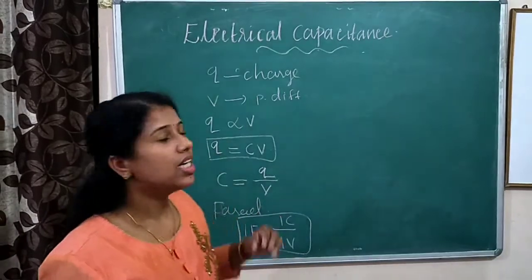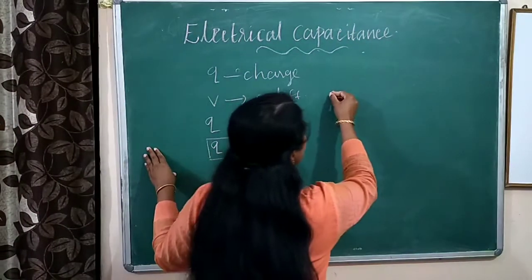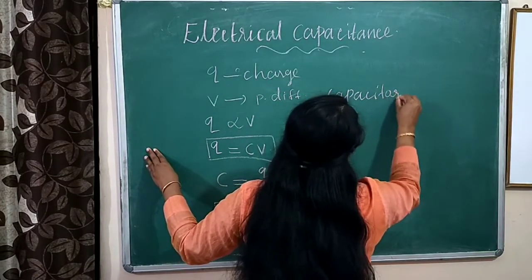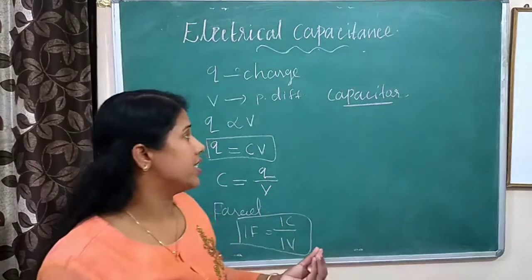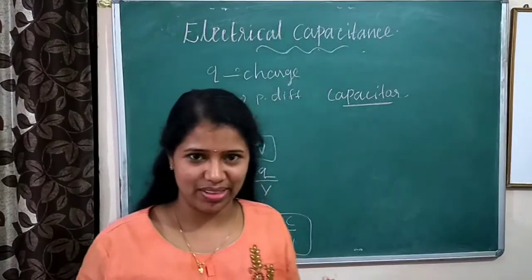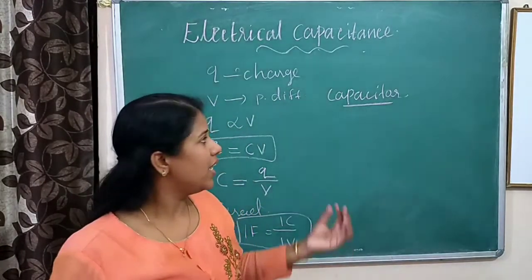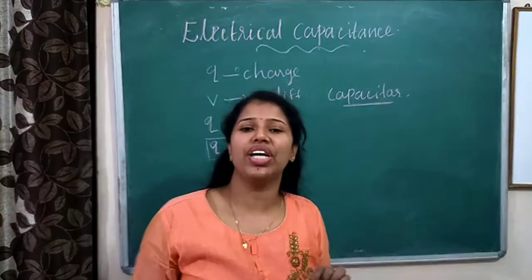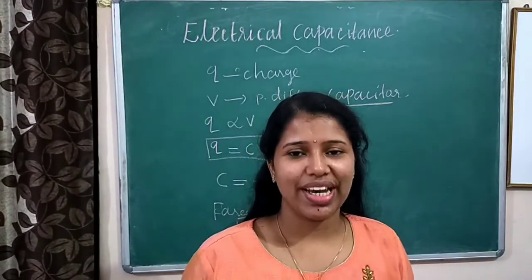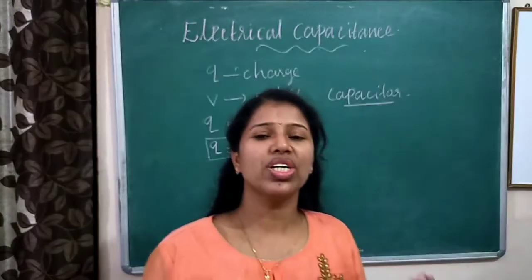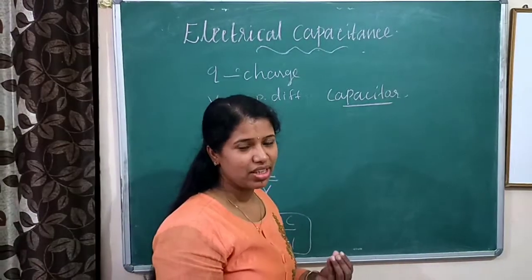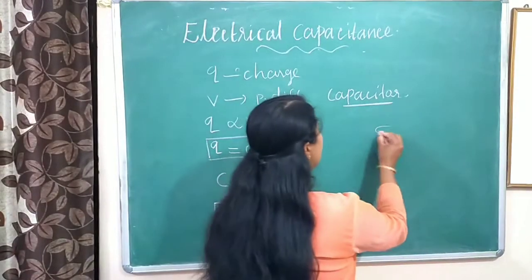Next is capacitance. I told you, it is the ability of a conductor to store electrical energy or charge. Next, a capacitor is a device used to store electrical charge, electrical energy. We have seen that a small capacitor is like this.